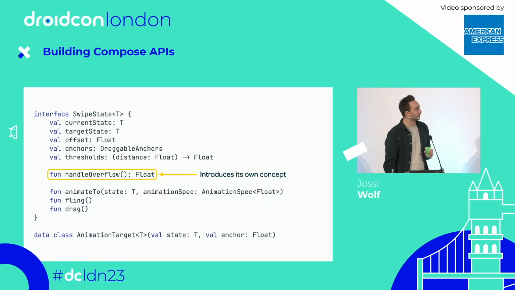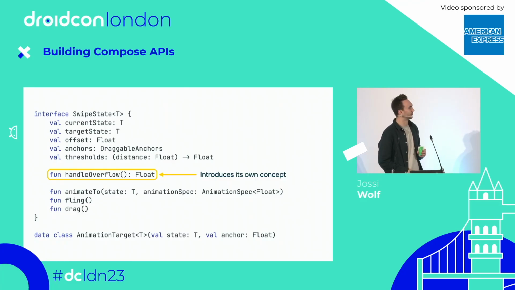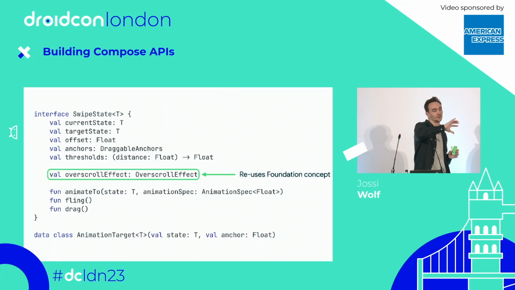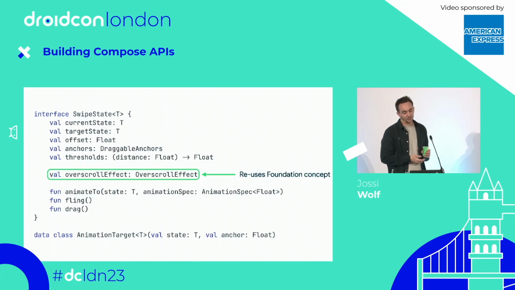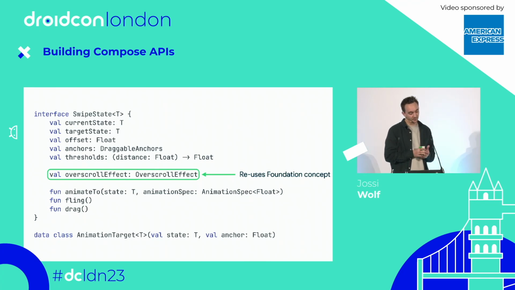Similarly, handle overflow actually introduces its own concept. It makes swipe state have this concept of overflow, which you need to learn. In Jetpack Compose Foundation, we actually have a very similar concept to what this overflow thing would do, which is overscroll. So when you have a scrollable container and you reach a bound, it stretches. And really, Swipeable was doing something very, very similar. This is a great example of how it makes sense to reuse these existing concepts because they are much more familiar to users.